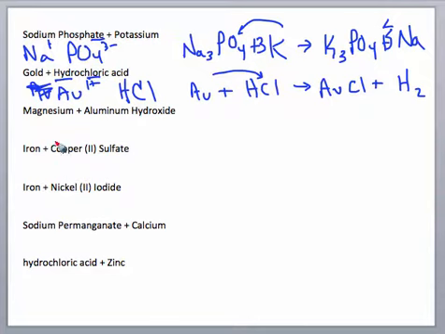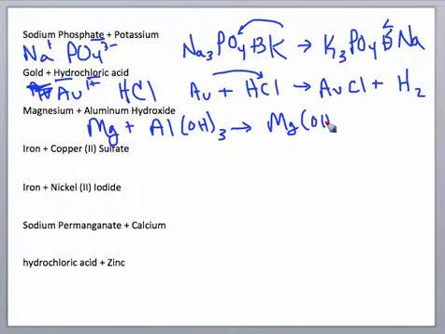Okay, for the rest of these, I'm going to just go through these and write the formulas, and then if you have questions about them, you can either email and ask, or you can just ask in class. So we've got magnesium hydroxide, aluminum on its own, so we're going to balance 2, 3, 3, and 2.